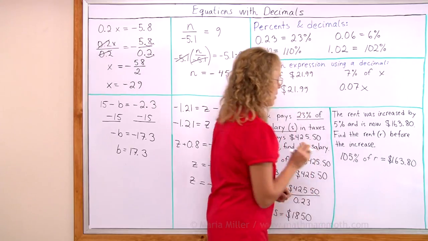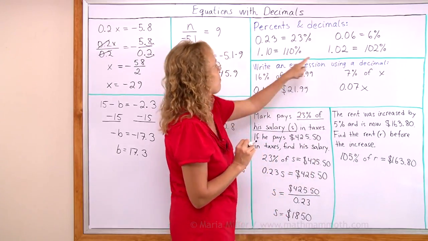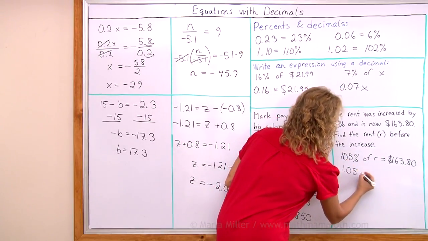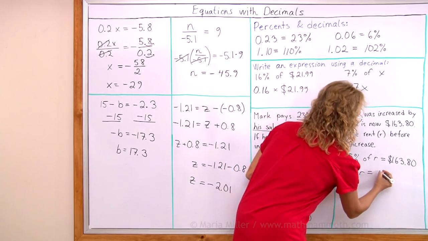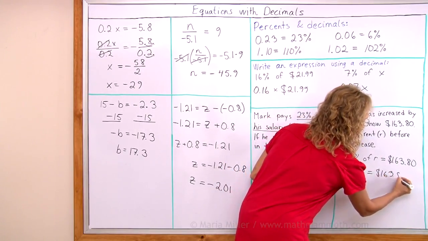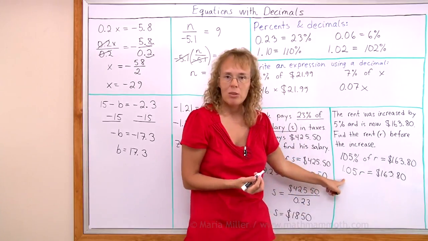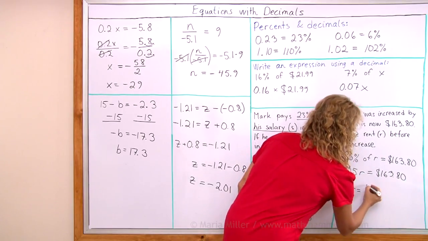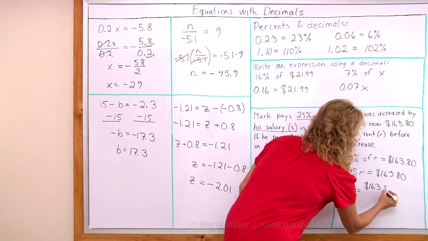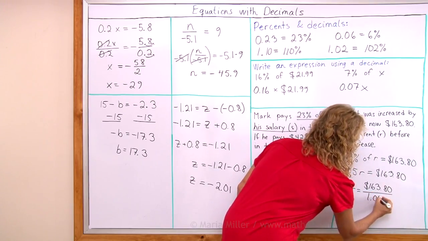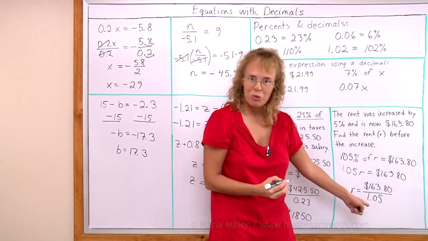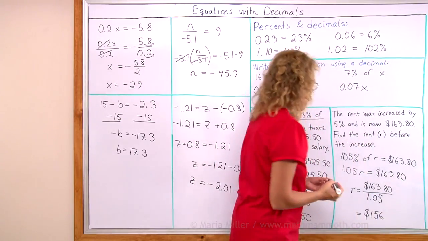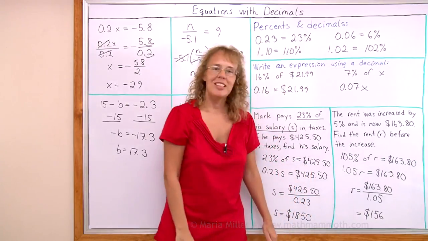Now I just write this as a decimal, okay? Just like here. It becomes 1.05, and then R equals this money amount, $163.80. Again, it is a multiplication equation, so we divide both sides by 1.05, and we get R equals $163.80 divided by 1.05. And a calculator is useful for that. And we will get $156 from that calculation. Okay, we're all done with this, and I hope this was helpful.